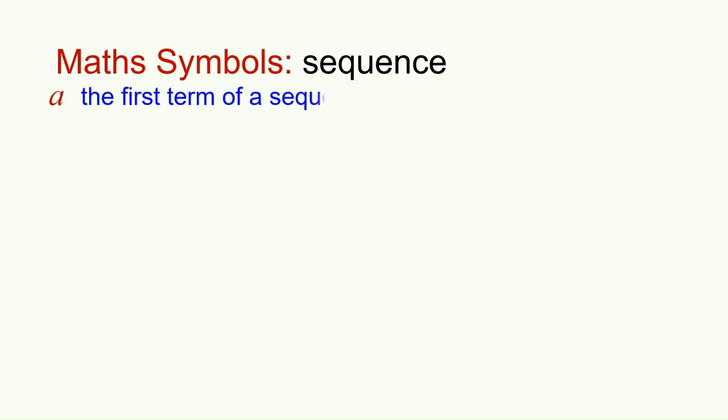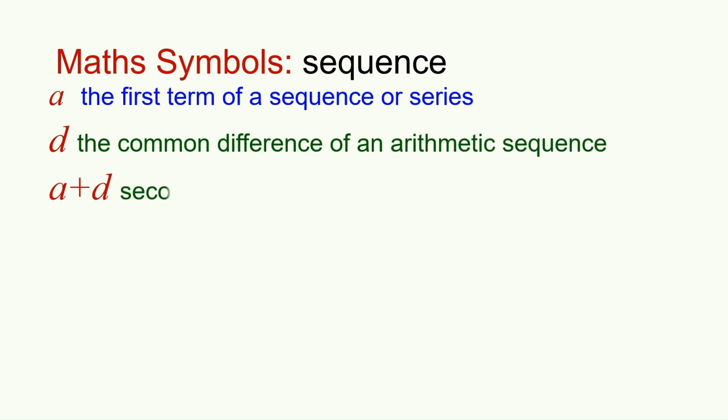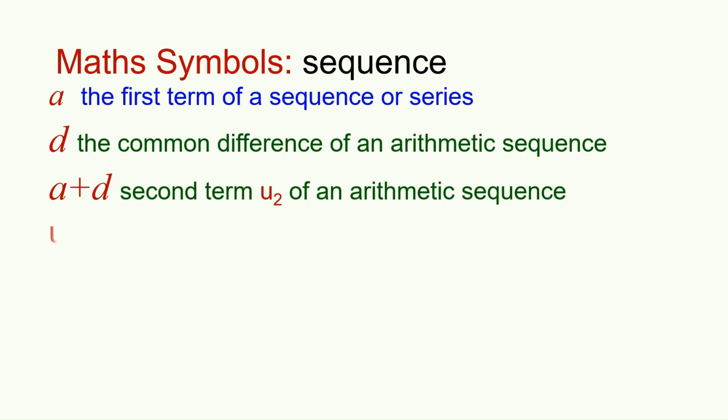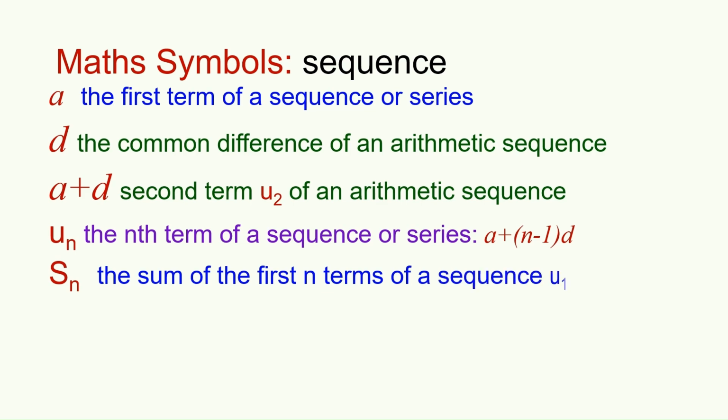Math symbols in sequences. a: the first term of a sequence or series. d: the common difference of an arithmetic sequence. a plus d: second term u2 of an arithmetic sequence. u_n: the nth term of a sequence or series, a plus n minus 1 times d. S_n: the sum of the first n terms of a sequence, u1 plus u2 plus u3, S_n equals n divided by 2 times 2a plus n minus 1 times d.